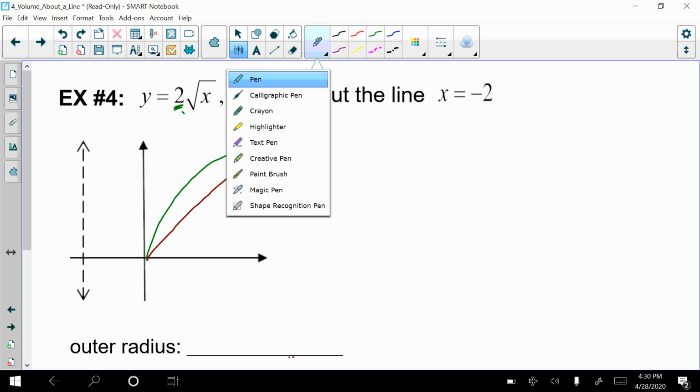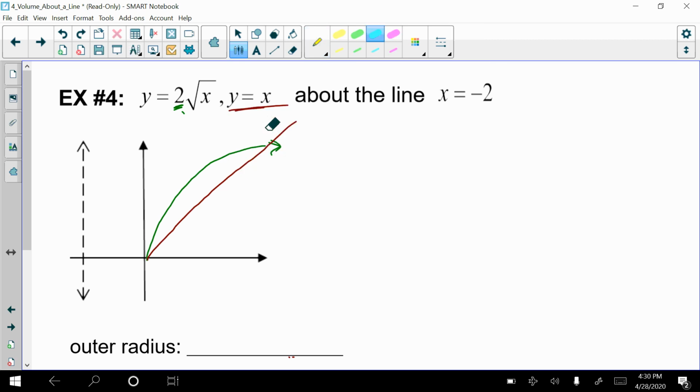And the region that we are looking for is this bit here. So that little sliver of blue is what is going to be taken and revolved around the line x is equal to -2 here. So now we have to be able to establish what the inner and the outer radius is going to be.